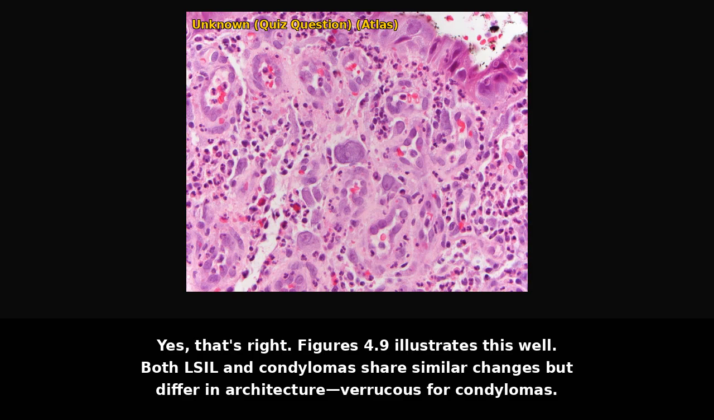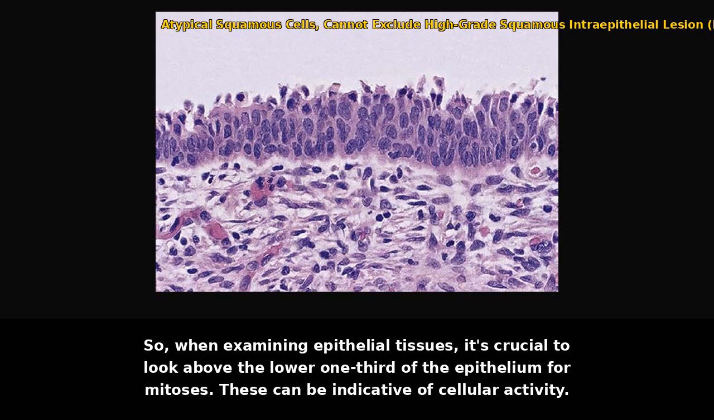Yes, that's right. Figure 4.9 illustrates this well. Both LSIL and condylomas share similar changes, but differ in architecture. Brush border for condylomas. When examining epithelial tissues, it's crucial to look above the lower 1/3 of the epithelium for mitoses. These can be indicative of cellular activity.